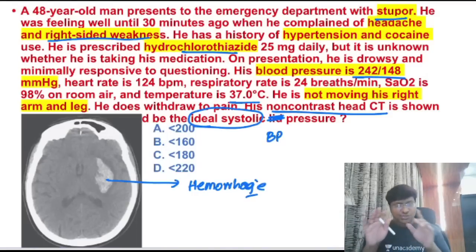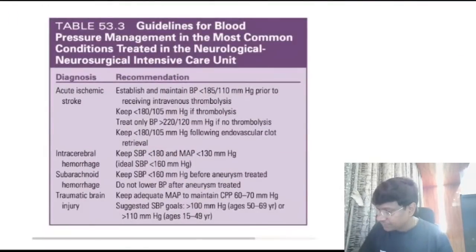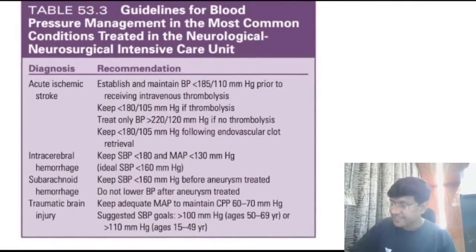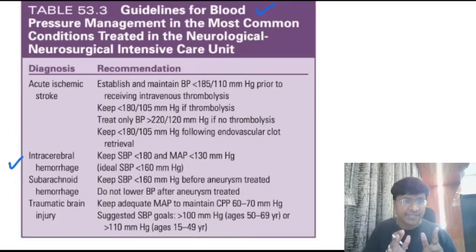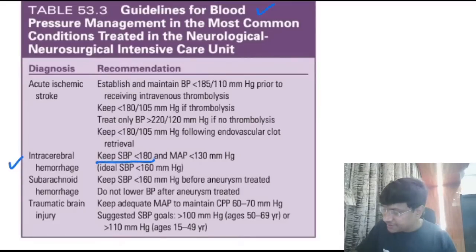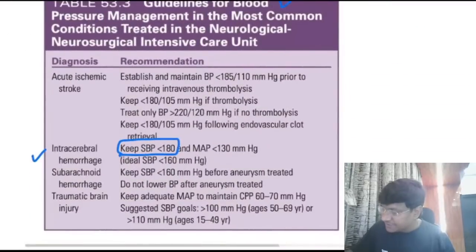Okay. So, I'll just show you a table, which is a very, very important table for your exams. You see here. What is this? It is the current guidelines for blood pressure management in the most common conditions treated in neuro ICU. Now, what is our condition? That is intracerebral hemorrhage. In intracerebral hemorrhage, you need to keep the systolic blood pressure less than 180. But what did I ask you in the question? In the question, I have asked you the ideal systolic blood pressure in this patient. The ideal systolic blood pressure in this patient is less than 160 millimeters of mercury.